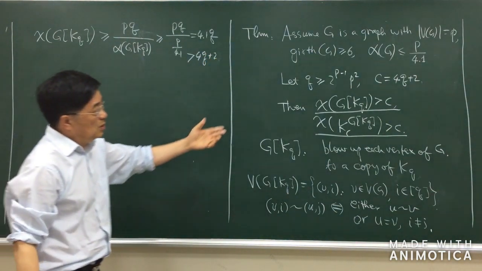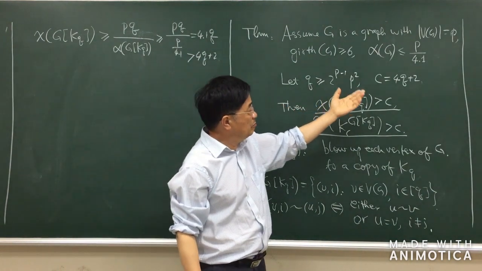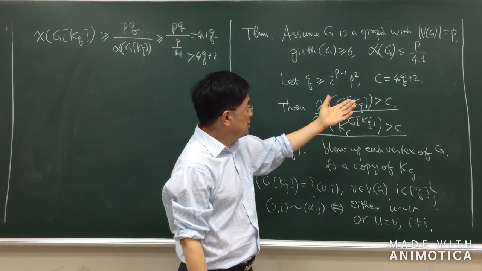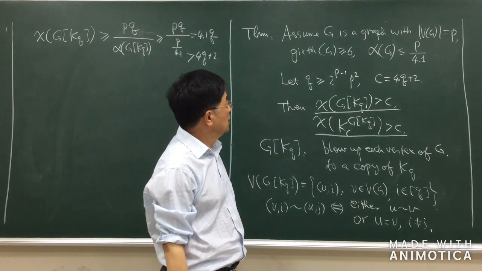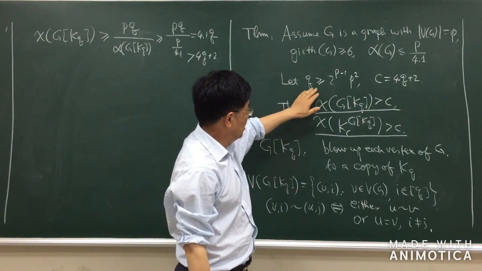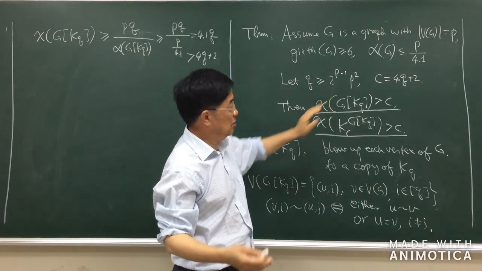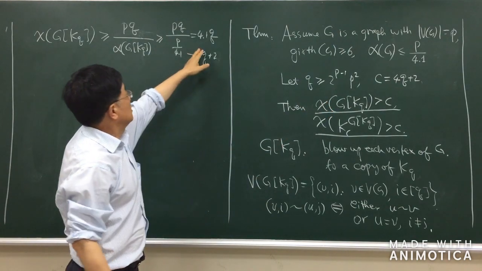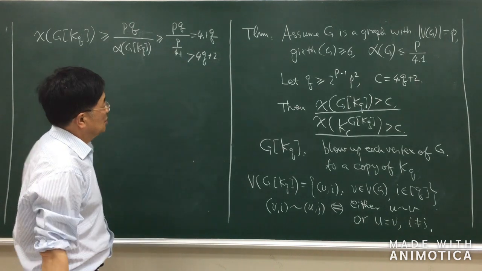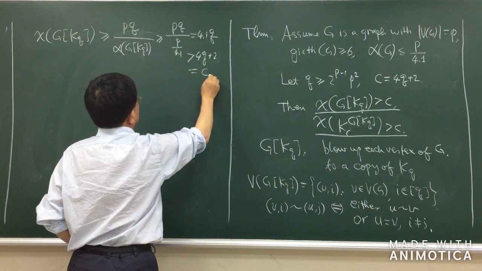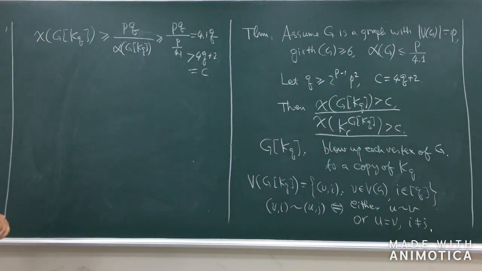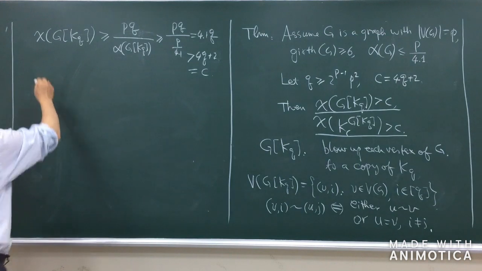P is about 200. I'm not quite sure, but it's about 200. But Q is huge. Q is something like 2 to the 200, a huge number. And 0.1 times Q is certainly bigger than 2. So this is C. So the chromatic number of this graph is bigger than C. That is the easy part. This one is easy.